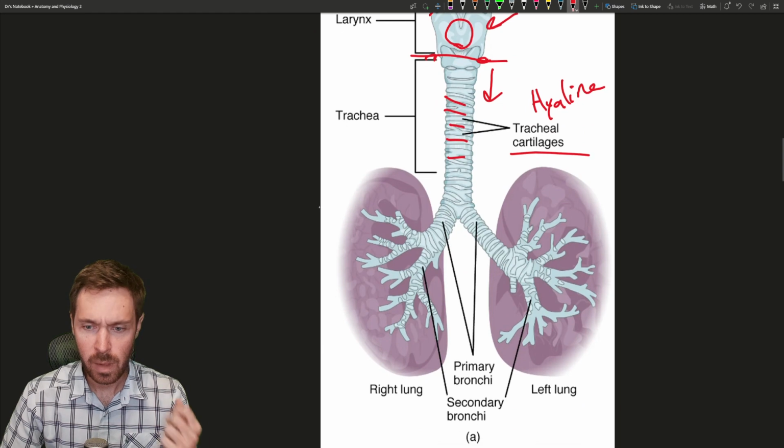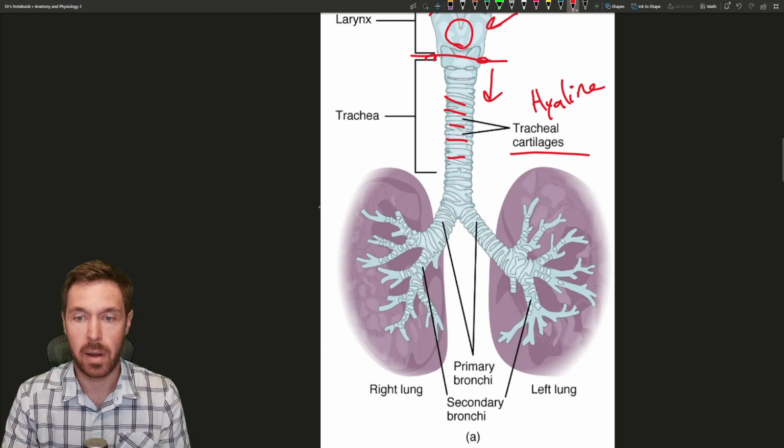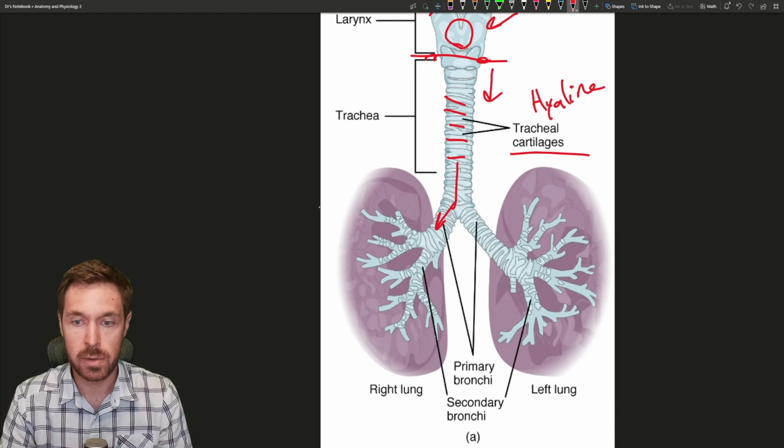This is just a very simple breakdown. As the air comes down through, it goes two different ways. This separation right there is the carina of the trachea. And then we go either direction, and those are the primary bronchi. And then we get to the secondary bronchi.